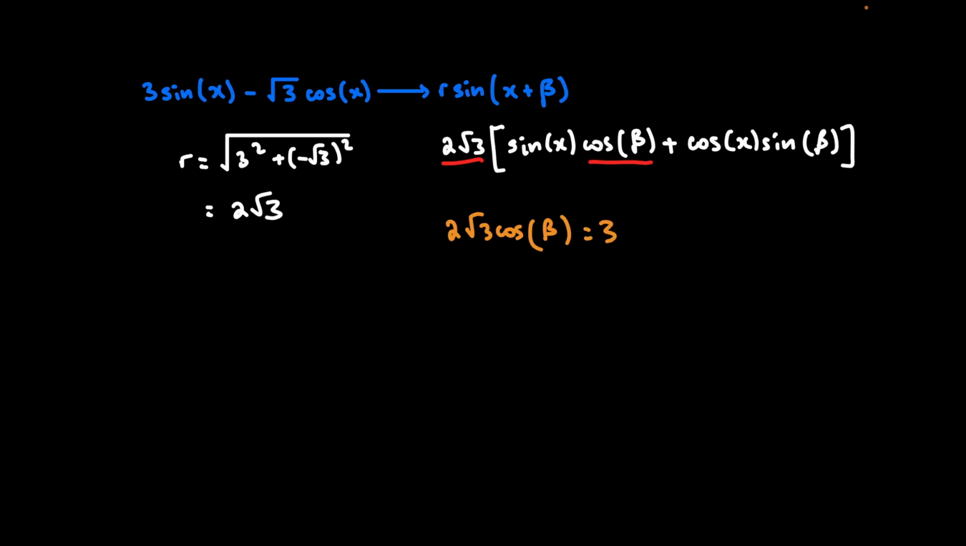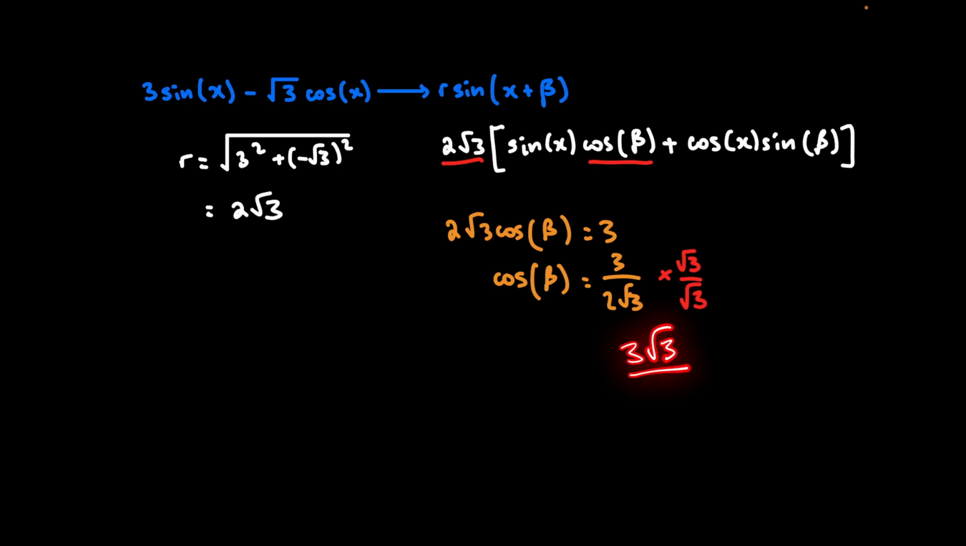So in other words, we can say that cos of beta is simply equal to 3 over 2 square root 3. And if you want to rationalize this, times the top and bottom by square root 3. On the top we get 3 square root 3. On the bottom we get 2 times 3, which is just 6. The 6 and the 3 cancel to just get root 3 over 2.